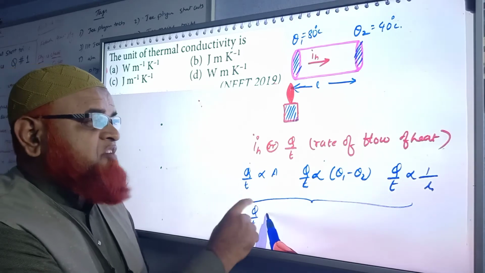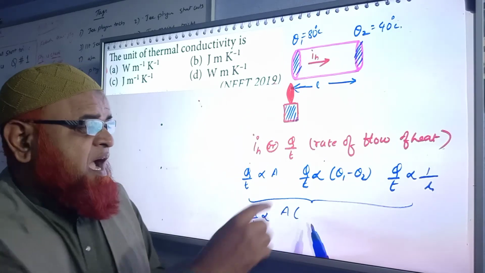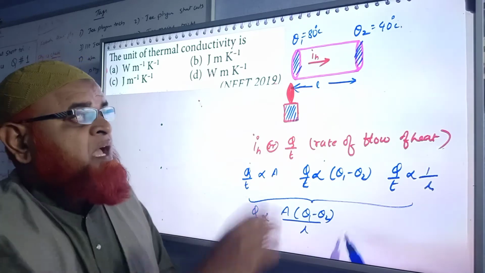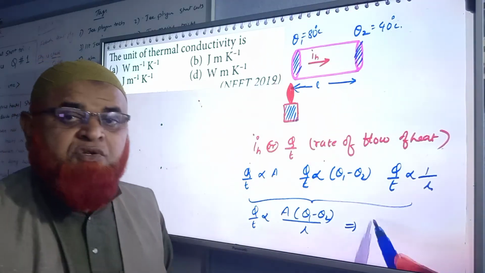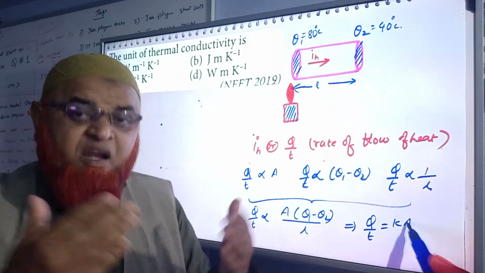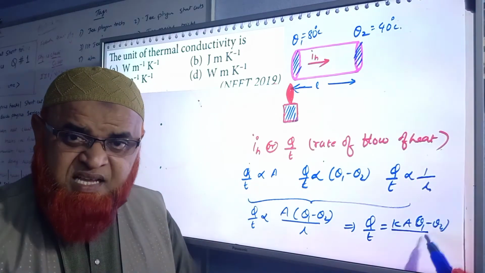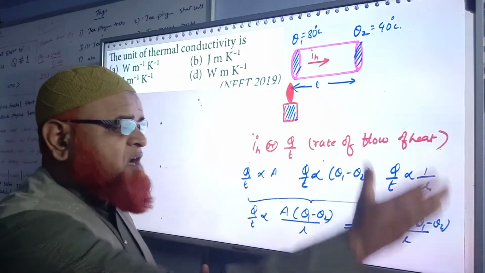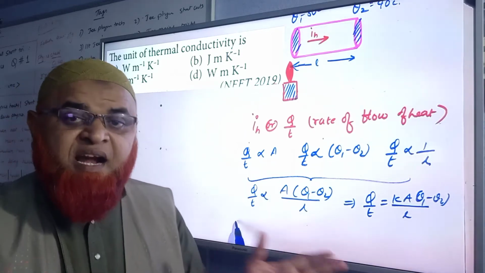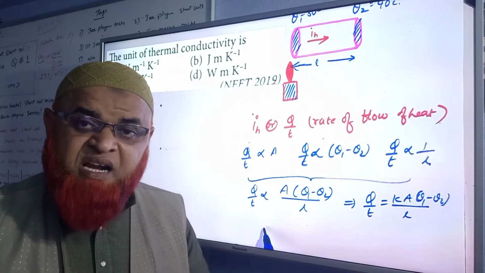So rate of flow of heat is directly proportional to the area of cross section of the rod, and rate of flow of heat is directly proportional to the temperature difference. Here temperature is high, here temperature is low, so there is a temperature difference. And rate of flow of heat is inversely related to the length of the body. The greater the length, the lesser the rate of flow of heat. So if you join all these, finally you get this expression. And when you remove the proportionality, you get a proportionality constant, that is called the coefficient of thermal conductivity.